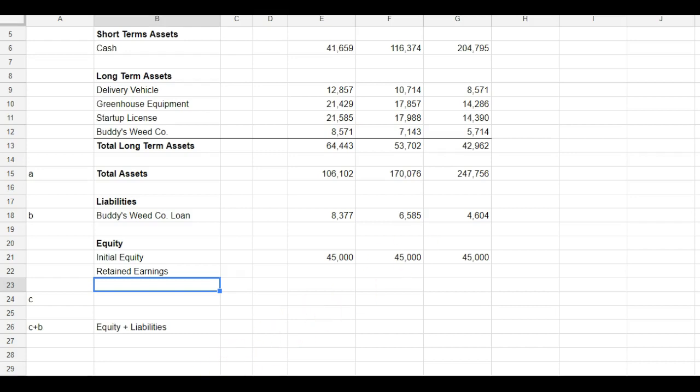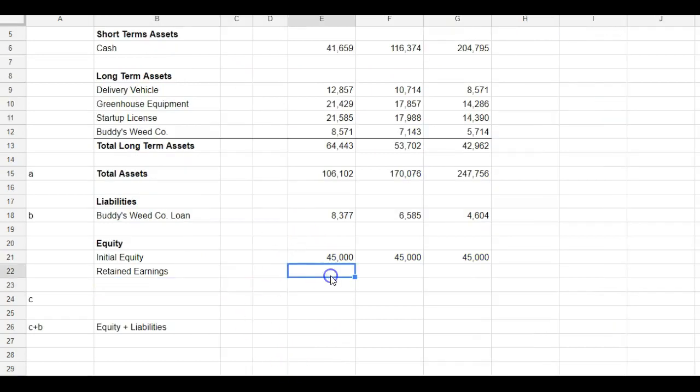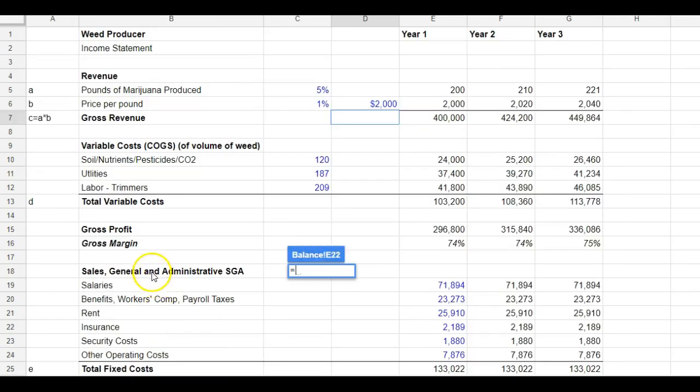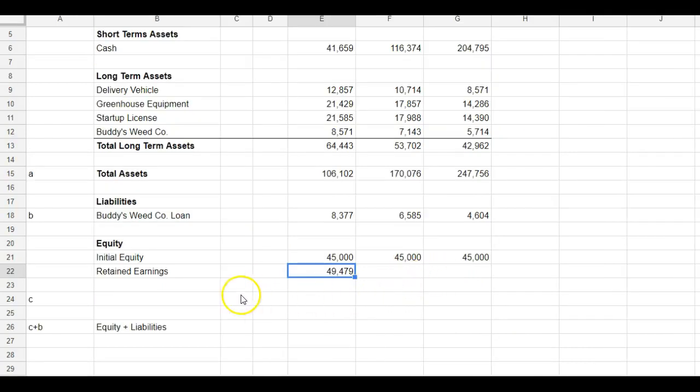In this particular model, I put net income here. I didn't put net income after taxes. So on the balance sheet, I'm going to use net income for my retained earnings. So you go all the way over here to net income. That's my retained earnings for that period.